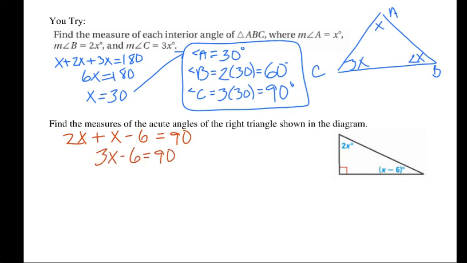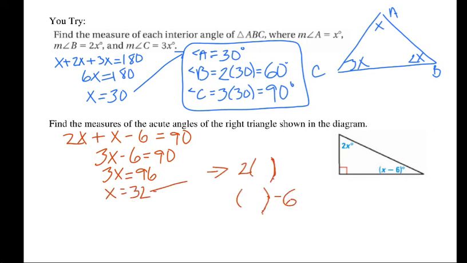I need to take this 32 and plug it back into both of the acute angles. So this gives me, for one of them, 64 degrees, and for the other one, that's 32 minus 6, I get 26 degrees.